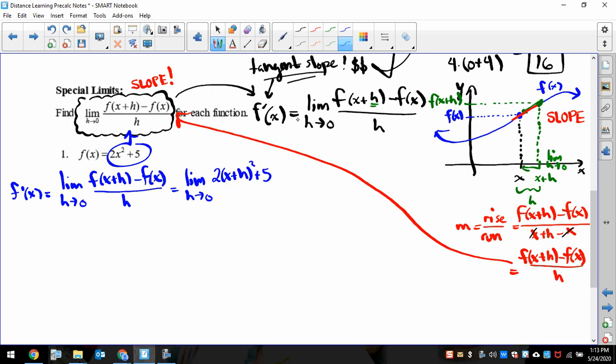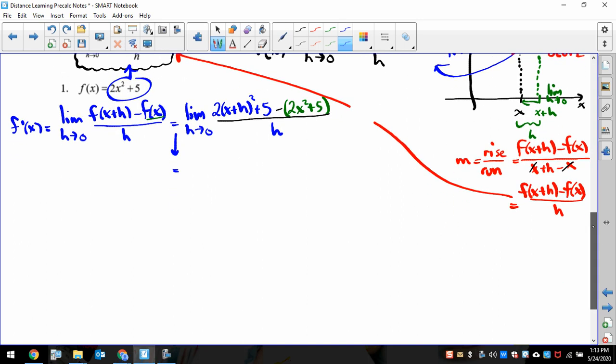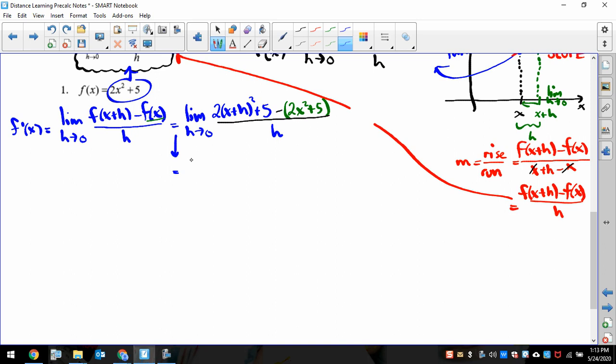And then what is f of x? Well, f of x, we'll color code this, is going to be just 2x squared plus 5, all over h. Okay, and we'll continue down here. Now, we want to plug in h equals 0. So if you plug in h equals 0, you're going to end up getting 0 over 0. That will always happen with the definition of the derivative. So what we want to do is a little bit of algebra, some work, to help us find what this final answer is going to be.